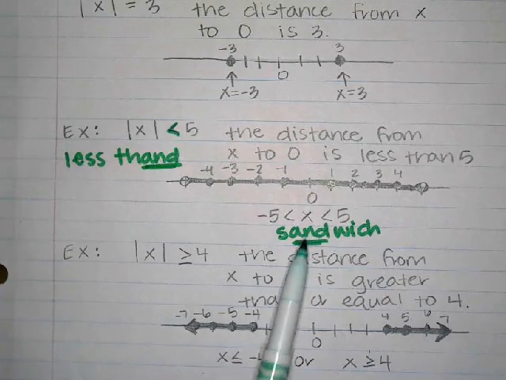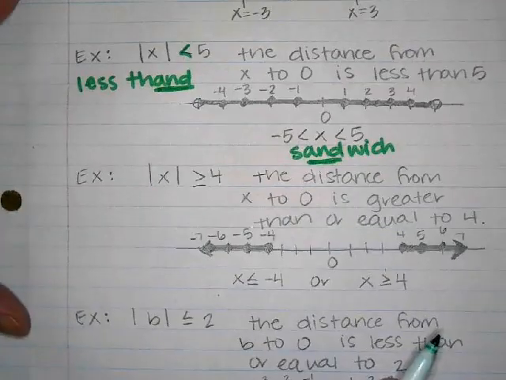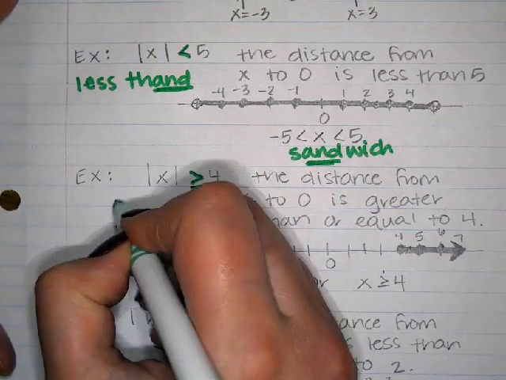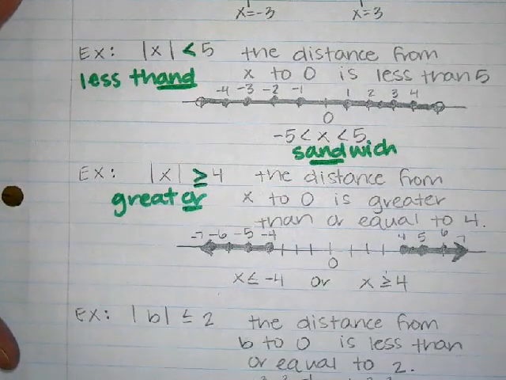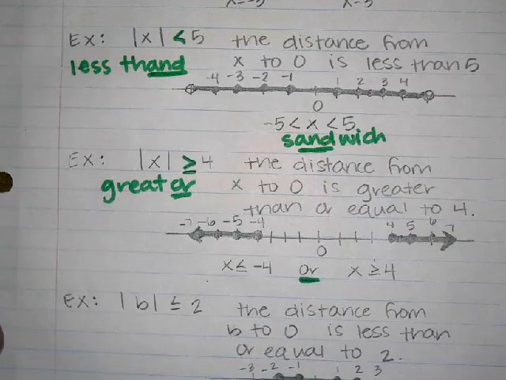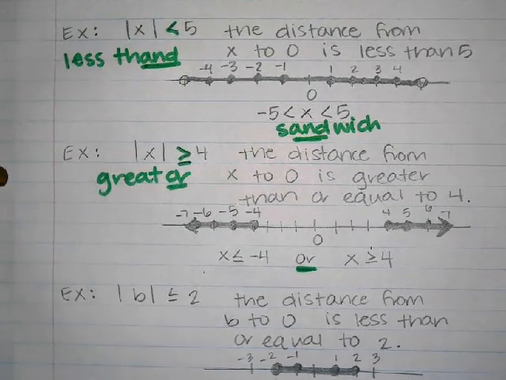Okay, cool. The next one. This is a greater than sign. This is a great or. And the answers are or. It goes one direction or the other. See what we did there? Clever? Yeah? No? Okay.